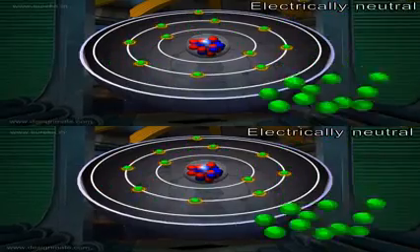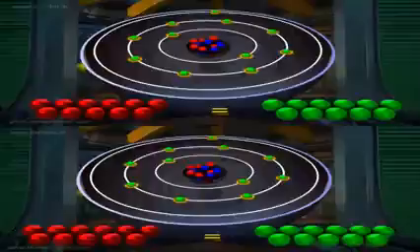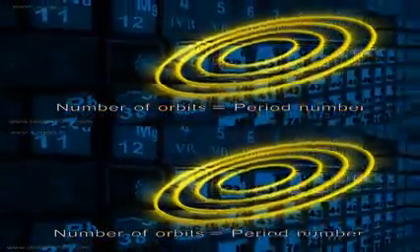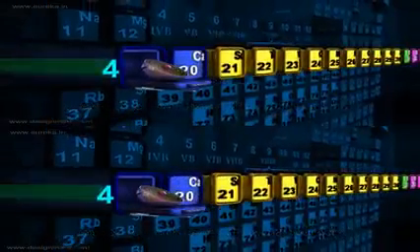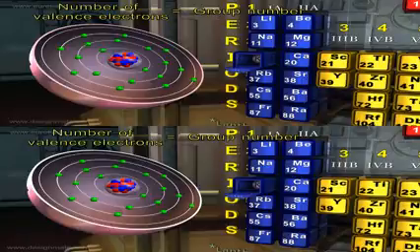The atom is electrically neutral as it has the same number of electrons as protons. The number of orbits in an atom of an element tells us the period to which the element belongs, while the number of valence electrons decides the group number of that element in the modern periodic table.